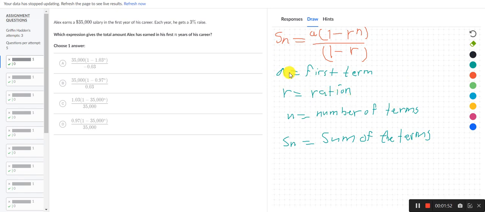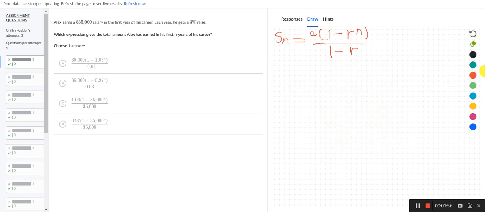All right, I'm going to erase this from here. All right, and let's go to our problem. Let me use this color. I like purple. All right, so step number 1. Identify the data, okay?